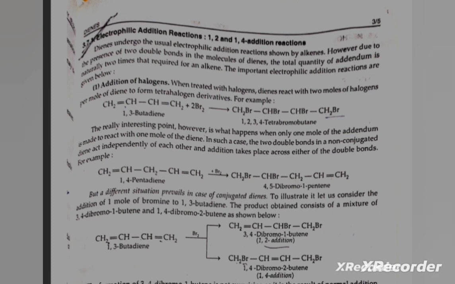Electrophilic addition reaction: 1,2 and 1,4 addition reactions. Dienes undergo the usual electrophilic addition reactions shown by alkenes. However, due to the presence of two double bonds in their molecules, the total quantity of addendum is naturally twice that required for an alkene. The important electrophilic addition reactions are given below.